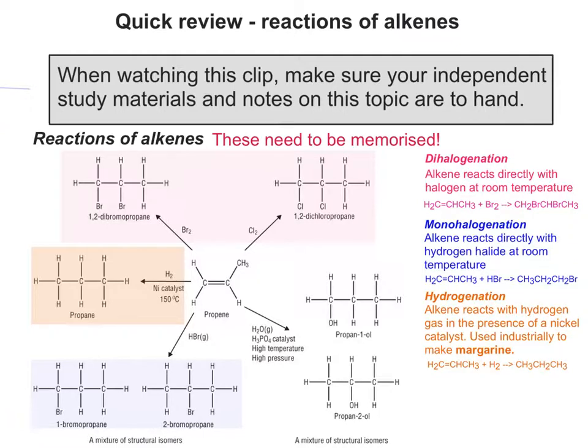So moving over to hydrogenation, the alkene reacts with hydrogen gas in the presence of a nickel catalyst at 150 degrees C. This process is actually used industrially to make margarine. So in this case what we make is propane.